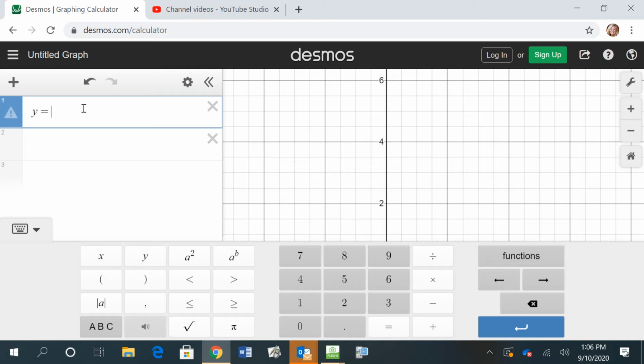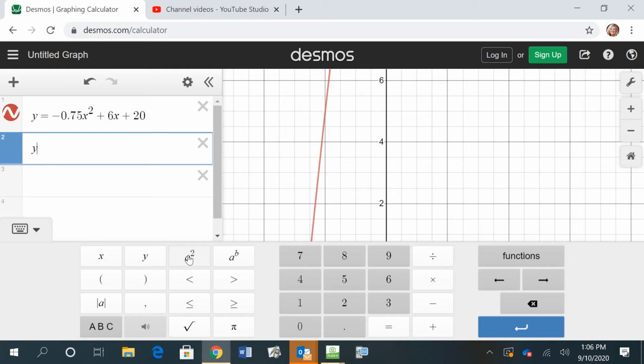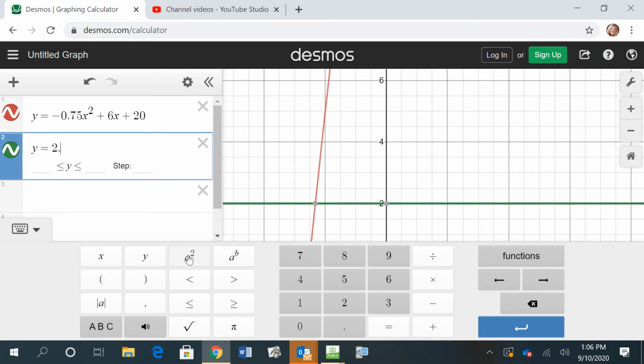So we have y equals negative 0.75x. Remember to hit the square. There's the first equation. And here is the second.